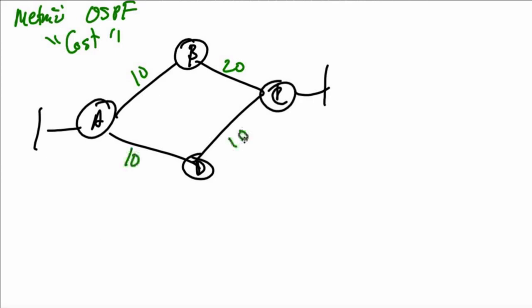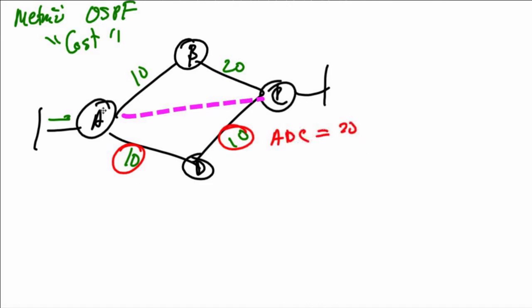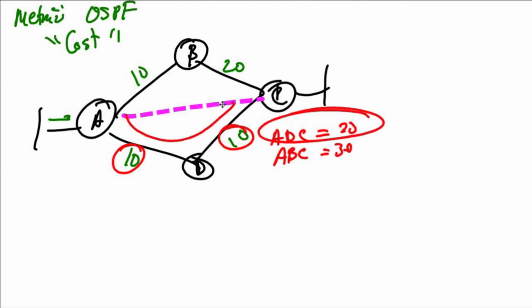That's our metric. So for me to travel from here to this particular prefix, I'm going to tally up my costs. To get here via the path through D, from A to D to C, is going to have a cost of 20. From A to B to C, it's going to have a cost of 30. So my lower cost is what I'm going to choose, and that's the path I'm going to use to reach that particular destination.